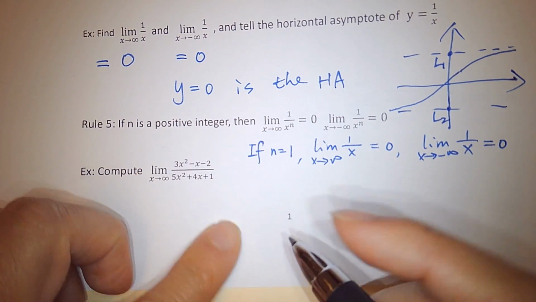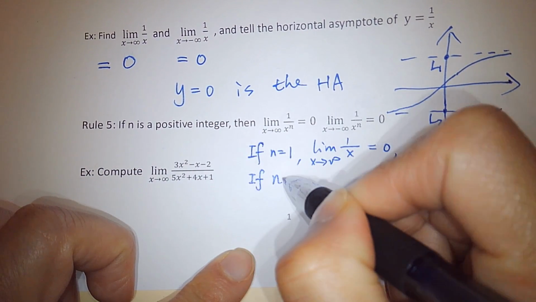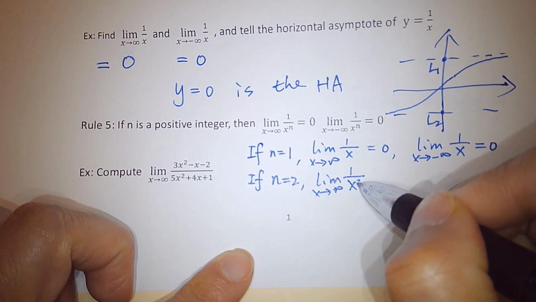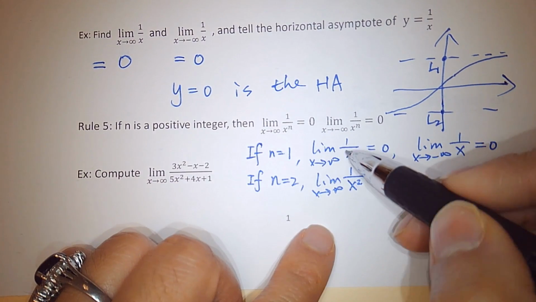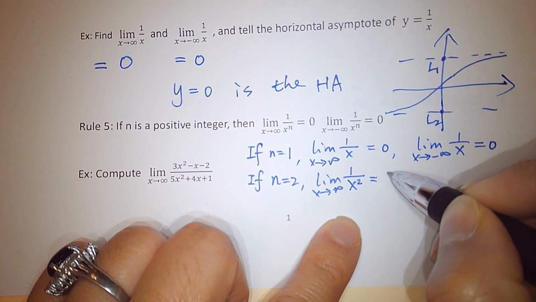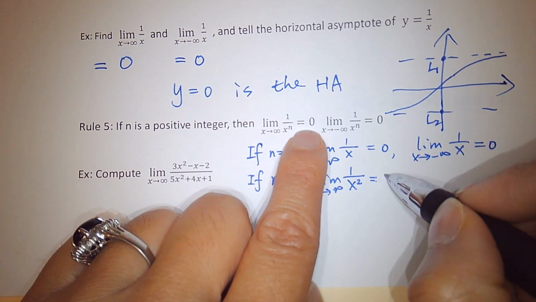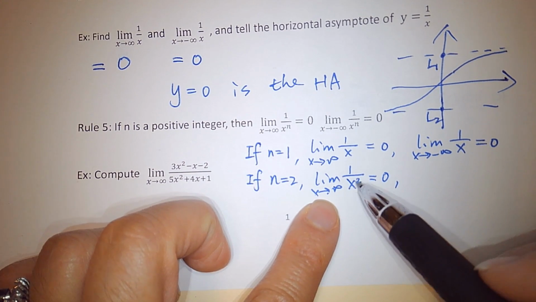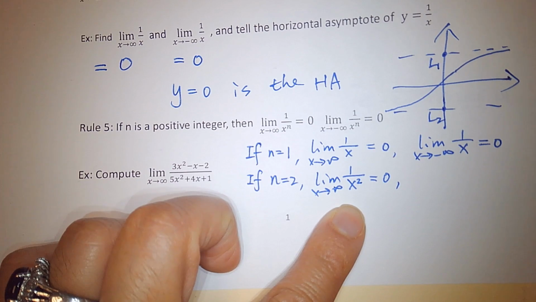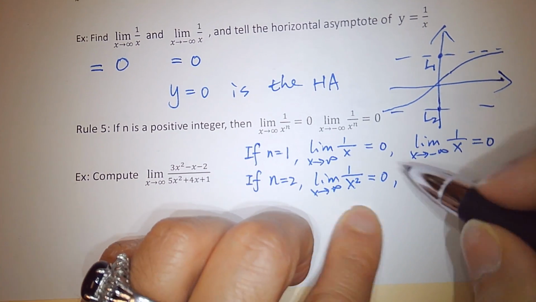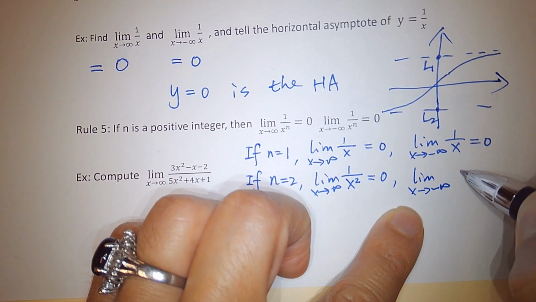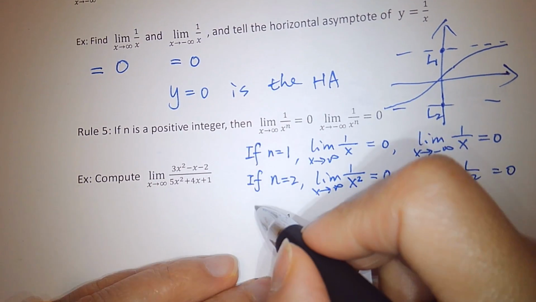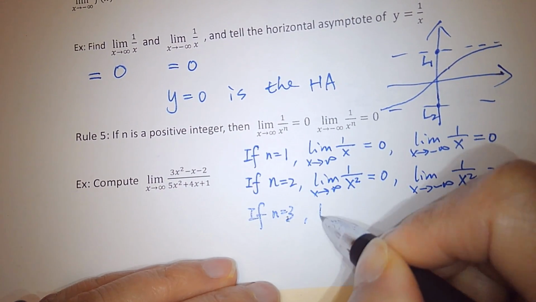This is more specific, because n could be any positive integer, so there are infinitely many of them. So when n equals 2, as x approaches infinity, we have 1 over x squared. How about this limit? It equals 0, because when x goes to infinity, x squared will also go to infinity, so 1 over infinity is 0. How about when x goes to negative infinity, 1 over x squared? 0. Well, if n equals 3, same thing.